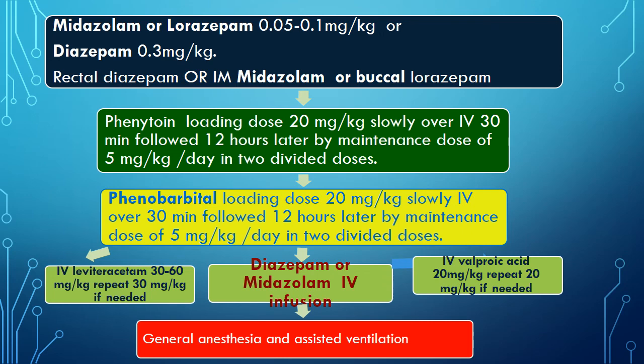After that, if seizure continues, a loading dose of phenytoin is given in a dose of 20 mg per kilogram. Phenytoin should be given slowly intravenously. On the other hand, phenobarbital may be used instead of phenytoin, particularly in a neonatal seizure. If seizure continues, a second-line anticonvulsant drug should be tried, either sodium valproate or levetiracetam. If seizure continues, admission to the ICU and general anesthesia is required.